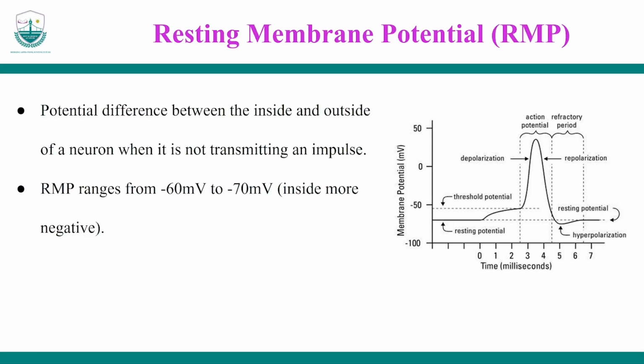And the resting membrane potential is between negative 60 millivolts and negative 70 millivolts. So the underlying point is that at resting membrane potential, the inside of the neuron is negative in relation to the outside, which is actually positive. And that is what we have here in the graph. That is the resting membrane potential.